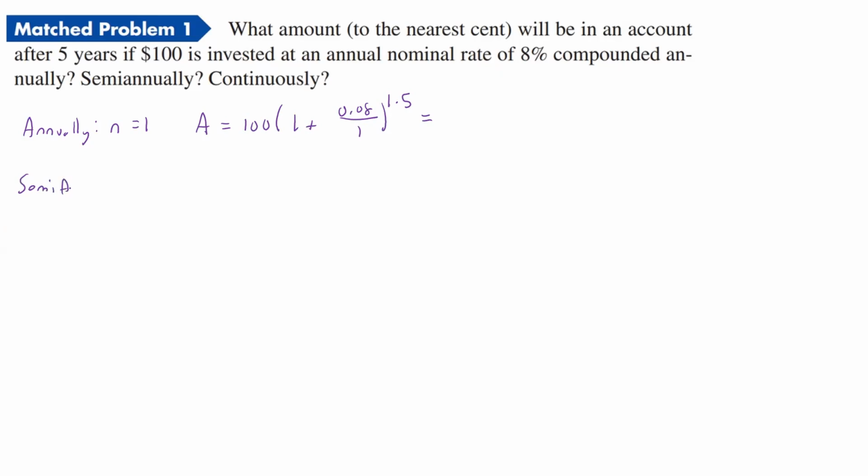Semi-annually, that one is m equal to 2. Same thing, A = 100(1 + 0.08/2)^(2 times 5). And then continuously, this is when we use PERT. Here A is equal to 100 times e^(R times T), and we'll get a value. All right, so let's go get those calculations.